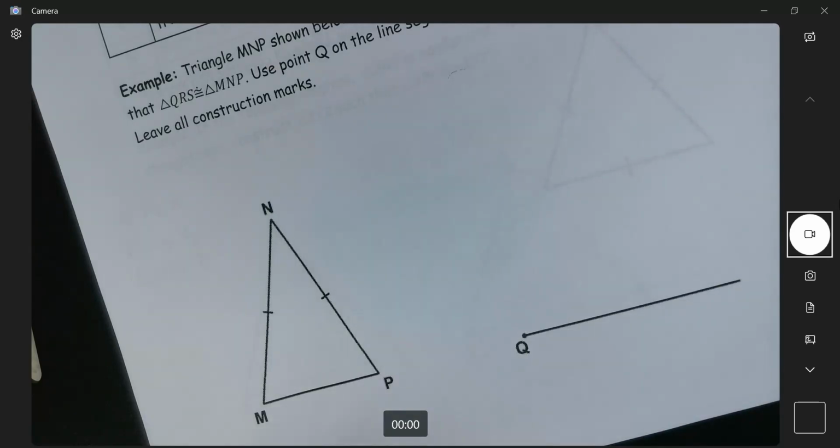So again, always leave your construction marks no matter what it is. If you mess up and you're redoing it, then that's the only time that you should be erasing it. You don't erase it to make it look pretty. Leave all the construction marks, even if it looks like there's a lot going on.